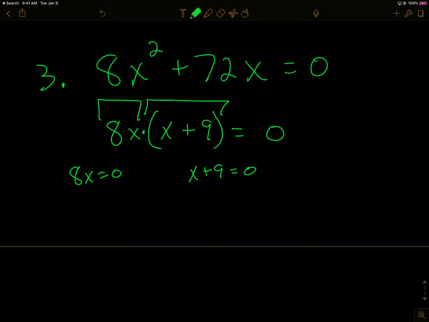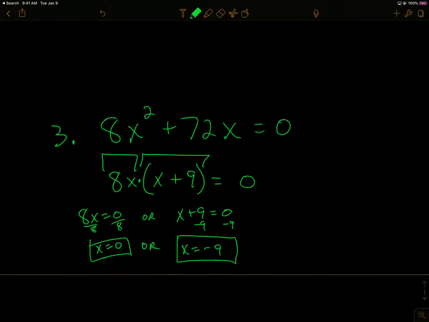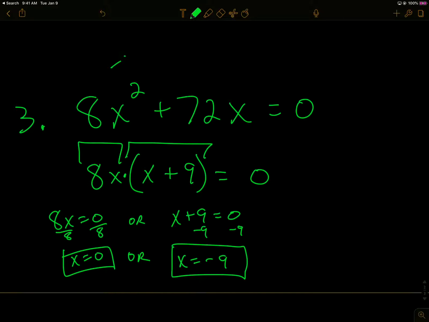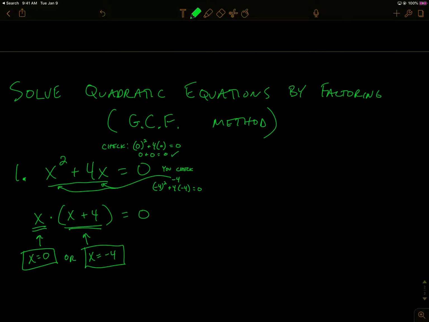Now I can solve each little mini equation. So in this equation, I divide by 8, and I get x equals 0. On this one, I subtract 9 off both sides, and I get x equals negative 9. All right, so that's what you should have gotten for these solutions. This is the second method. And again, by the way, you can plug in your negative 9 here and here for x and show that it equals 0. Okay? And this method is called the greatest common factor method.